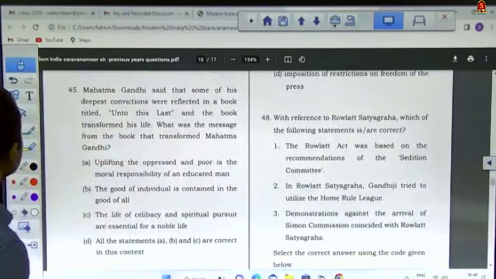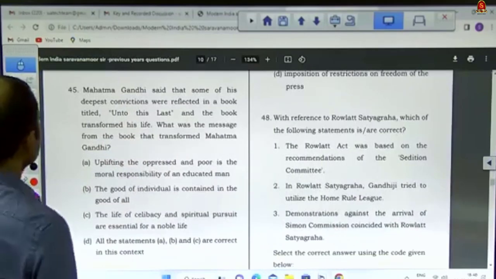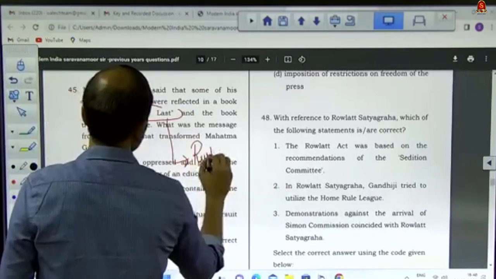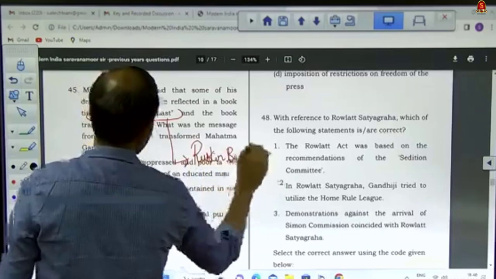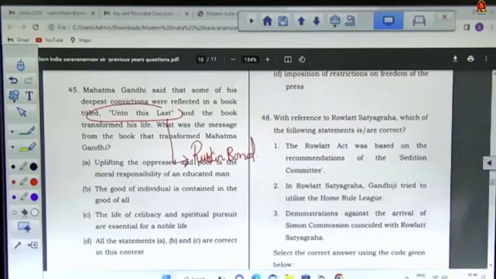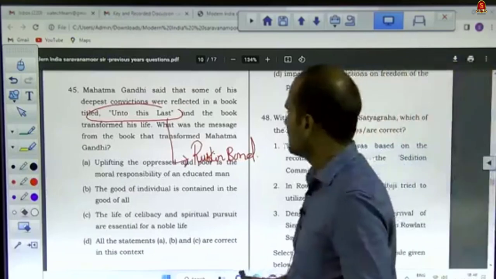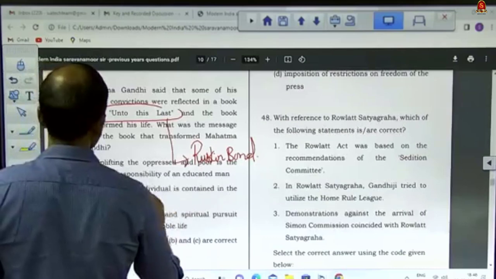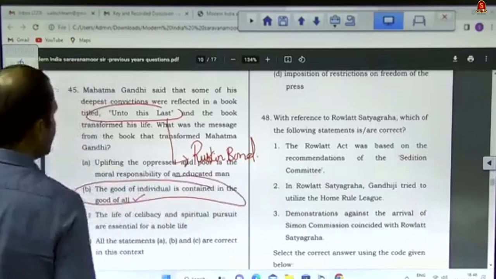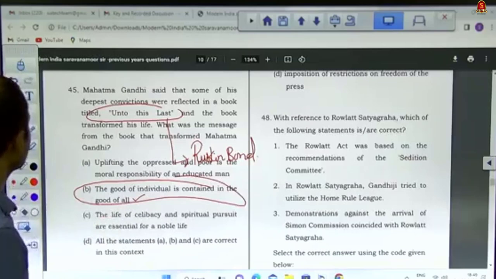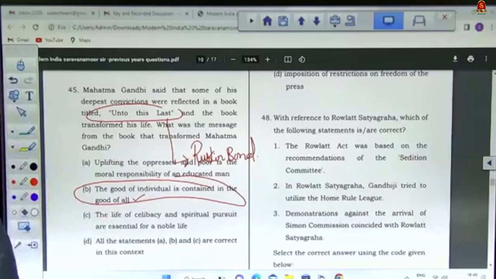Mahatma Gandhi said that some of his deepest convictions were reflected in a book titled Unto This Last. Actually, this book was written by Ruskin. And one more book, do you know, War and Peace by Leo Tolstoy, that also influenced him. In that, the good answer is, the good of the individual is contained in the good of all. So if I have good, it means you also have. Good of the individual is contained in the good of all.